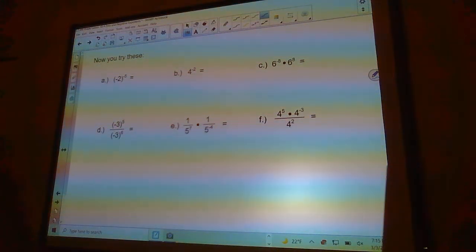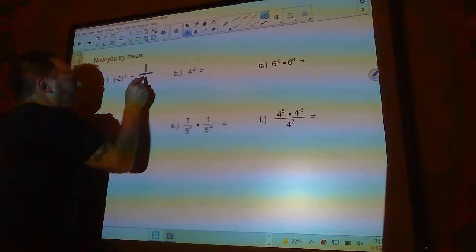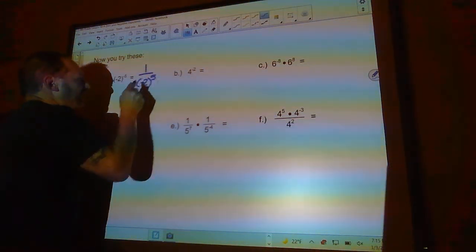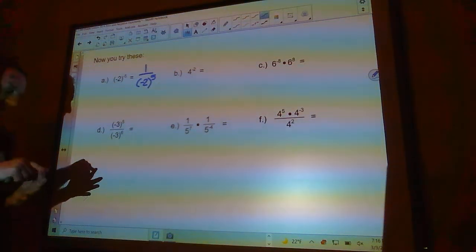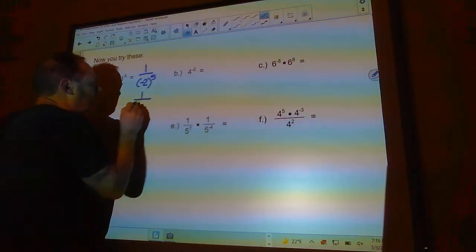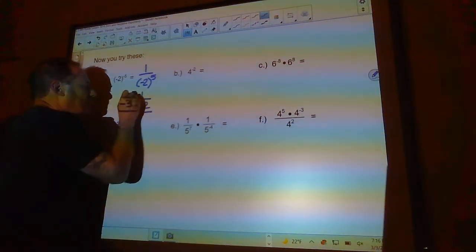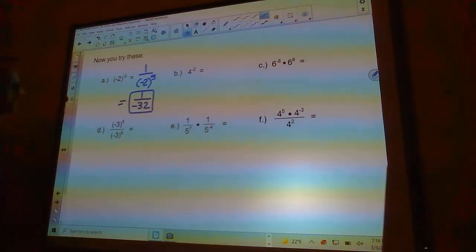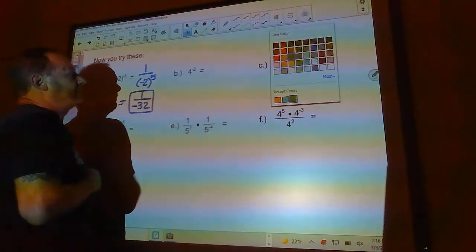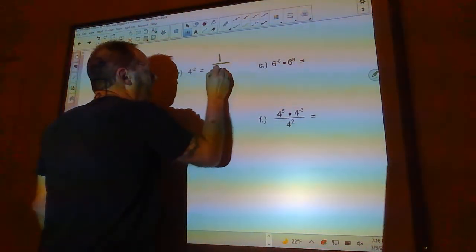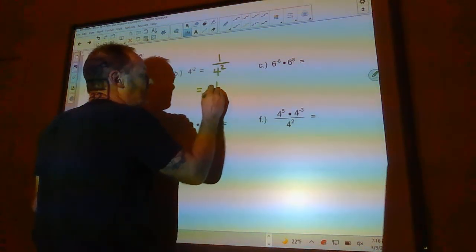Okay, let's start with this bad boy right here, negative 2 to the negative 5 power. So first of all, it's going to be 1 over negative 2 to the 5th power. Let's see, 2 to the 5th power, that's 2, 4, 8, 16, 32. So this is going to be 1 over negative 32. Let's look at the next one here. 4 to the negative 2 power. So that's going to be 1 over 4 to the second power, which is 1 over 16.